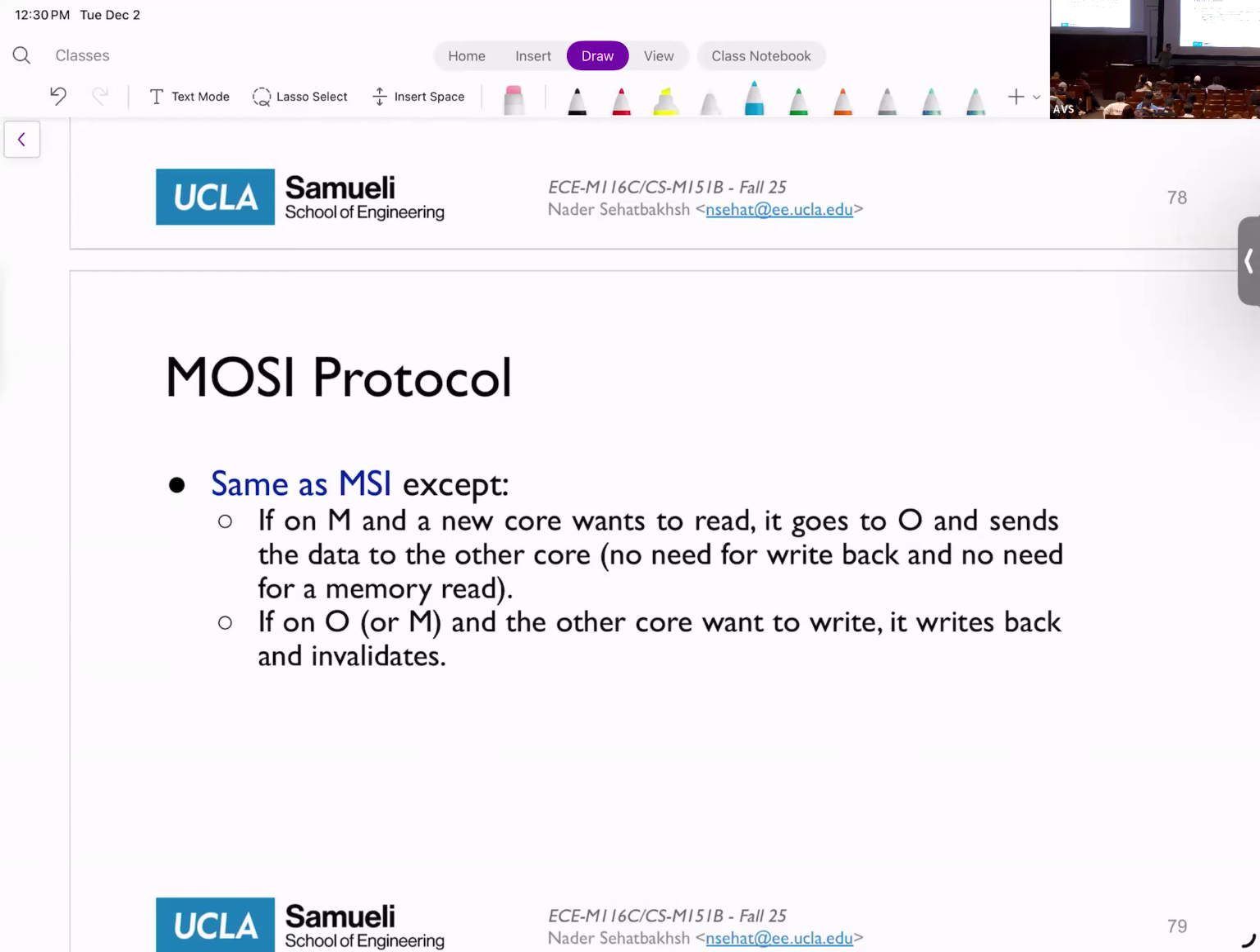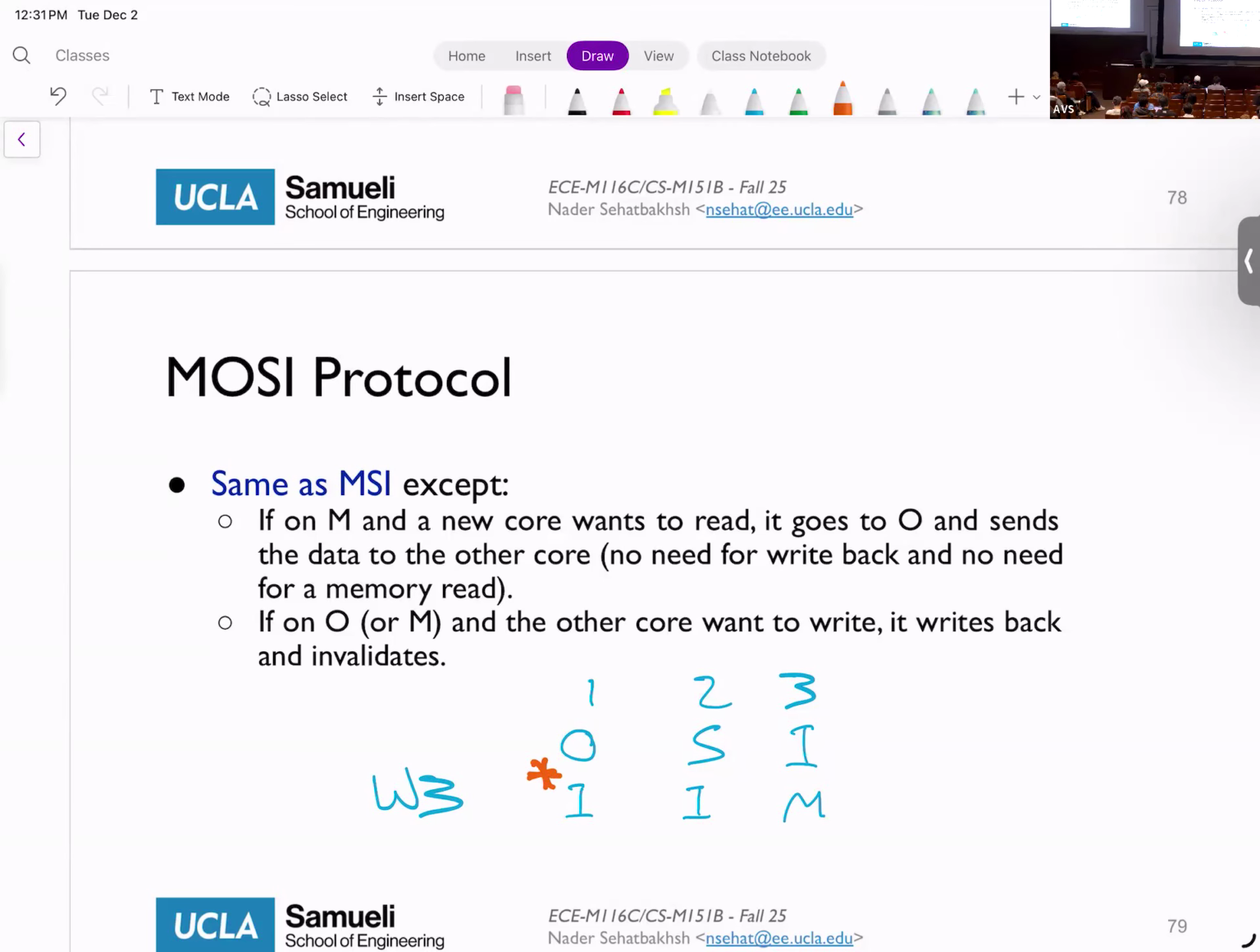So there's a difference between dirty forwarding like an O and an F. Let's say, for example, I have core number 1, 2, and 3, and this one is in O, this one is in S, and this one is in I. Now core number 3 wants to write, so I have W3. What will happen is that this one goes to I, this one also goes to I, and this one goes to M. At this point, there's also a write back that happens at this stage, but the M here does not write back.